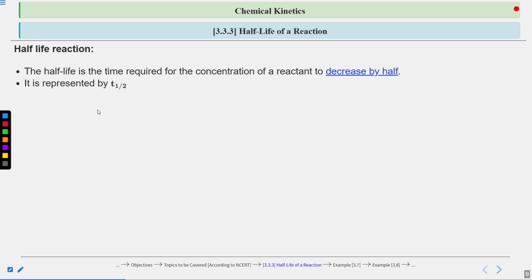Now how do you represent it? It is represented by T half, where half is in subscript of the T. So this is the representation for the half-life of a reaction.